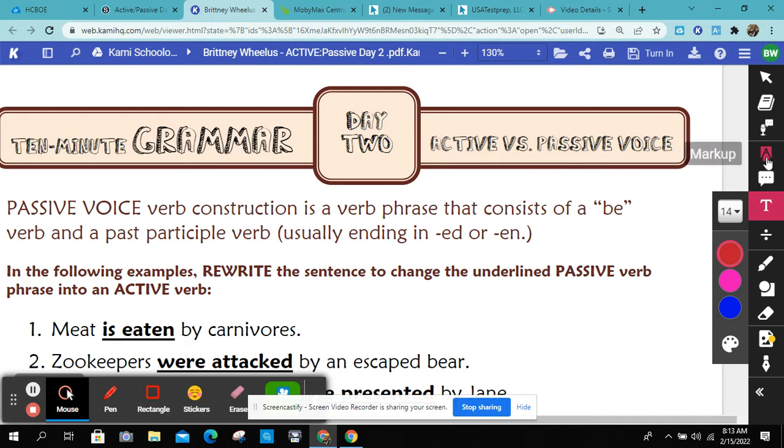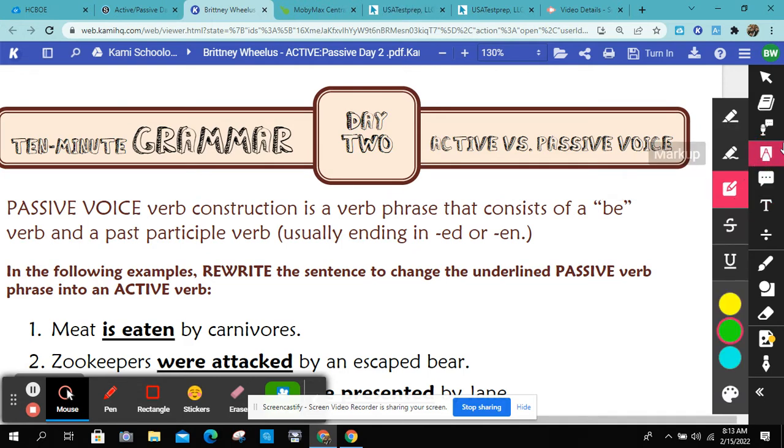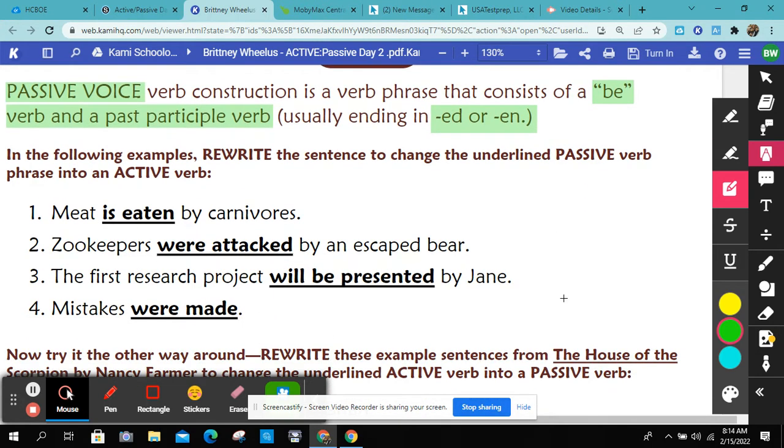All right. So day 2, I want you to go ahead and get your highlighter ready. All right, so we're going to go to markup, and it's easier to use the box highlighter. Okay? All right. Box highlighter. Now, it looks like we are focusing on the passive voice verb construction. Okay? So, this is what I need for you to make sure that you realize. Passive voice, all right, consists of a be verb and a past participle verb, usually ending in ed or en. All right.